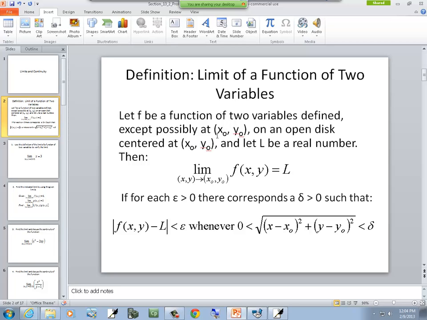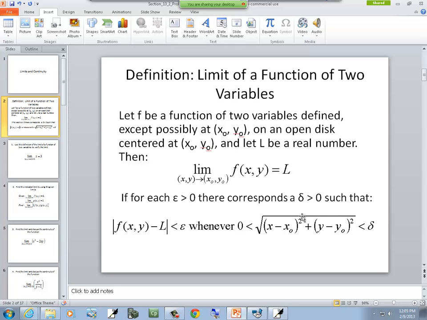This says let f be a function of 2 variables defined except possibly at x0, y0 on an open disk centered at x0, y0, and let L be a real number. Then remember, it doesn't actually have to be defined at that point because we're just studying limit as we're getting closer and closer. And L's got to be a real number. Then limit as xy goes to x0, y0 of f of xy is equal to L if for each epsilon greater than 0 there corresponds a delta greater than 0 such that the absolute value of f of xy minus L is less than epsilon whenever 0 is less than, and we've got the square root here.